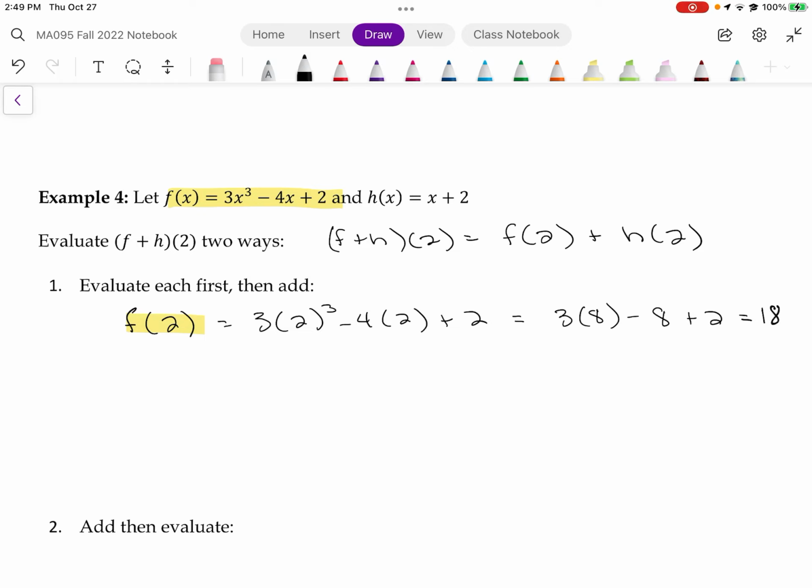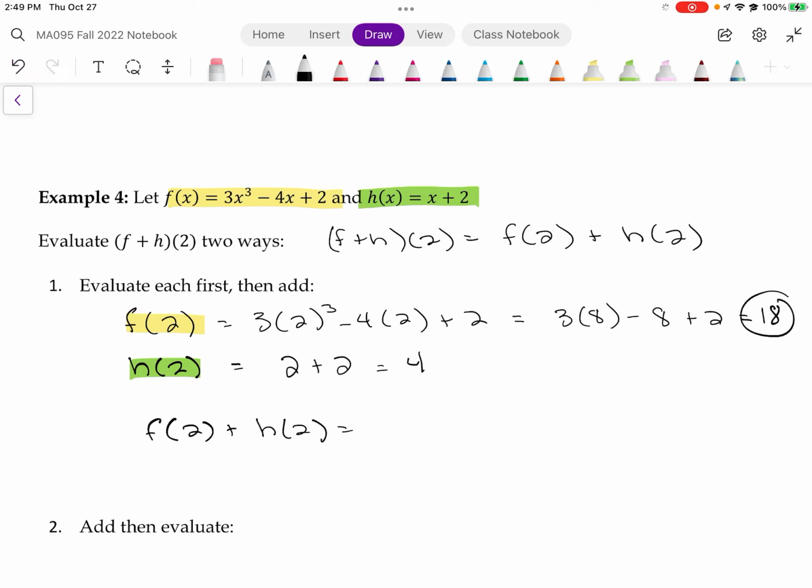All right, then the next one is going to be h of 2. And this is going to be the green one right here. Okay. So h of 2 is just plug 2 in for x plus 2. And that's going to equal 4. Okay, so now f of 2 plus h of 2. F of 2 is 18 and h of 2 is 4.